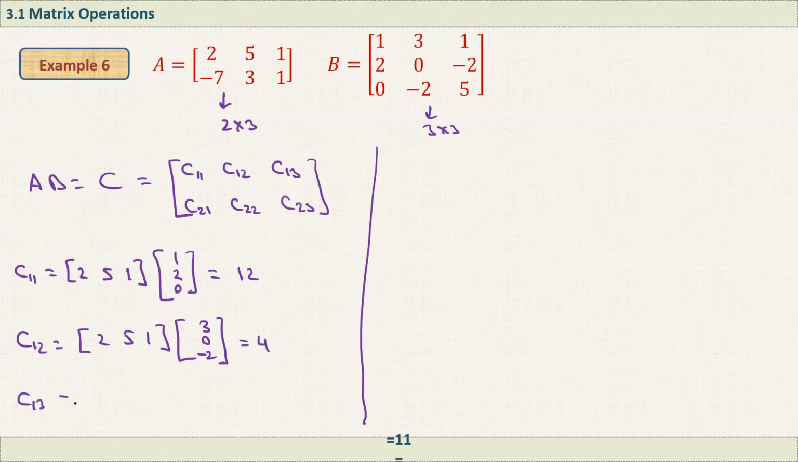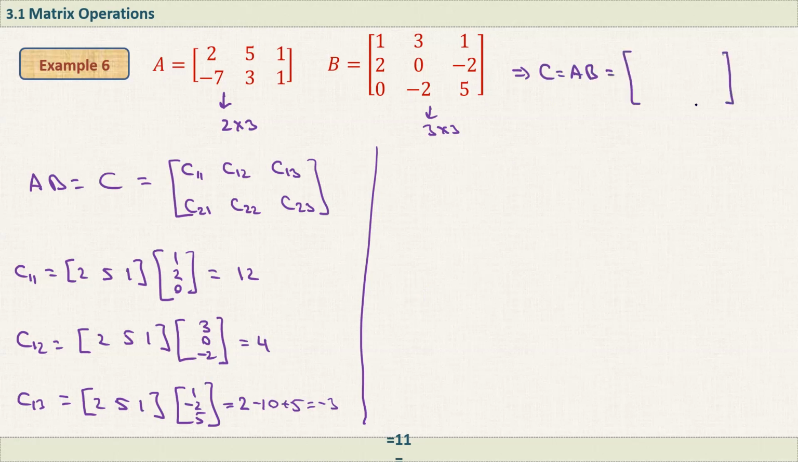And how about C1,3? The first row, 2, 5, 1, by the third column. That is 1, negative 2, 5, the third column of B, which is equal to 1 times 2, it is 2, negative 2 times 5, negative 10, 5 times 1 is plus 5. It is negative 8 plus 5, that's negative 3. So now we got the first row. Let me just write here. The C that's equal to A times B will be something like this. So the first row entries are 12, 4, negative 3.